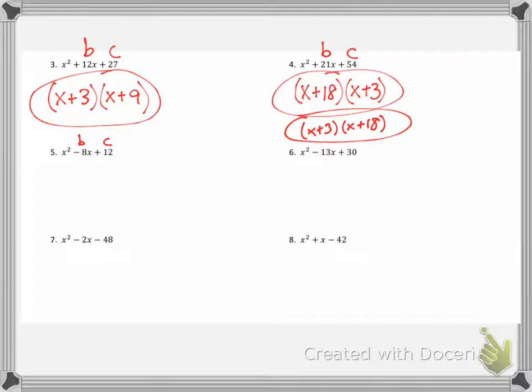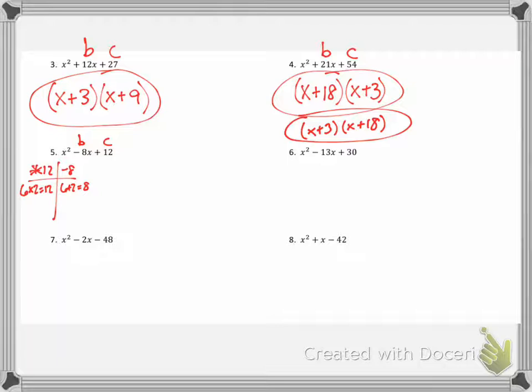So, x squared minus 8x plus 12. I need to figure out what multiplies to 12 and adds to negative 8. So, if I think what multiplies to 12, 6 and 2 come to mind pretty quick. So we know 6 times 2 is 12. If I add up 6 plus 2, I get 8. Not quite what we're looking for. We need it to add up to negative 8.